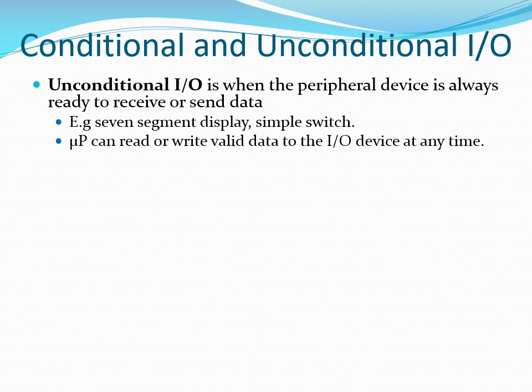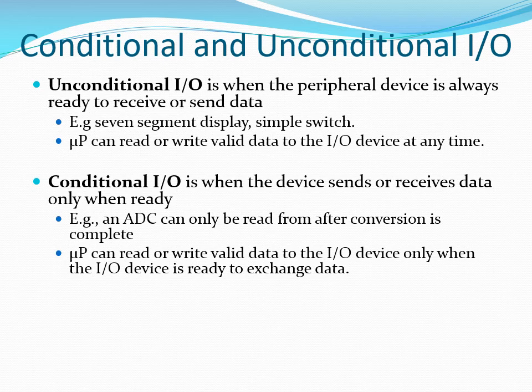As examples, 1. A 7-segment display is always ready to receive and display data sent to it at any time. 2. When a simple switch is read, valid data is always obtained at any time.